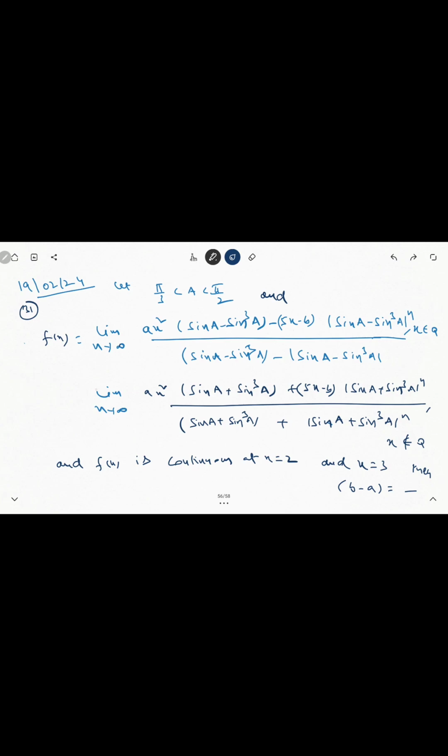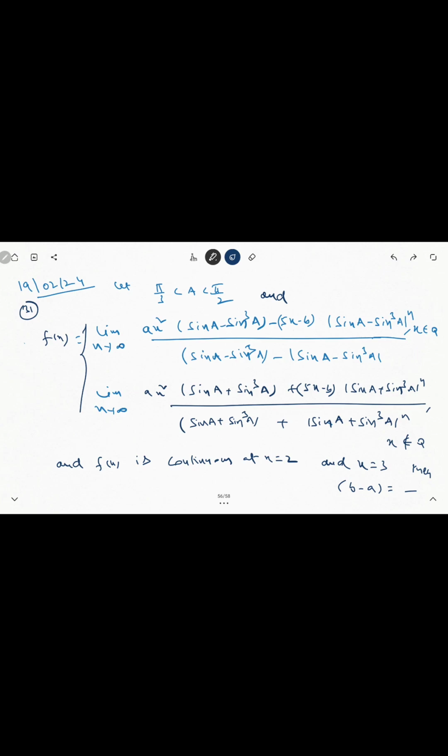Another case: limit n tends to infinity of ax square, same as above but write plus here. Sin a plus sin cube a, I would write it, remaining all same. Where there is minus, write plus, except for 5x minus b. It is for x that does not belong to Q, so not rational.